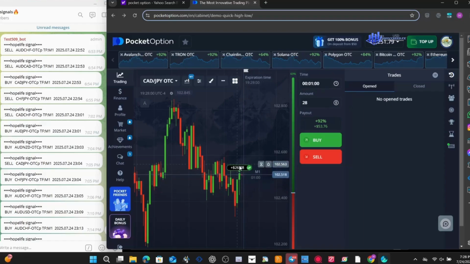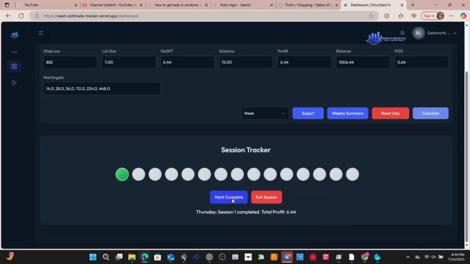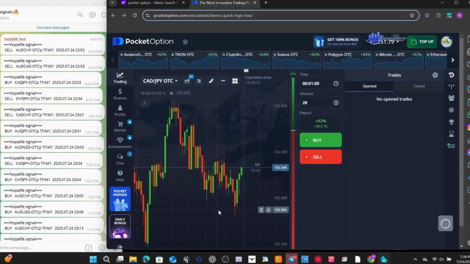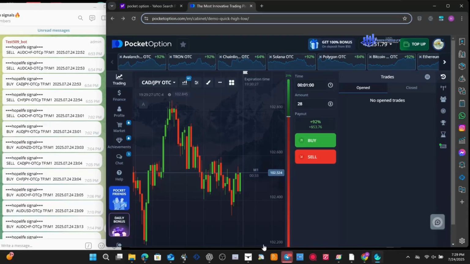It's a win! Let's mark it on the Seed Optitrade Tracker. We will do this for every win to complete this section and reach our profit target for today. Let's go back to our initial lot size and wait for the next signal. Signals pop up almost every minute. They come from several powerful software sources, so don't worry if you miss a signal. More will come in the next minute.